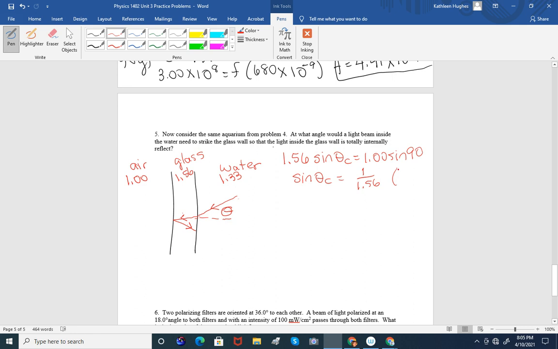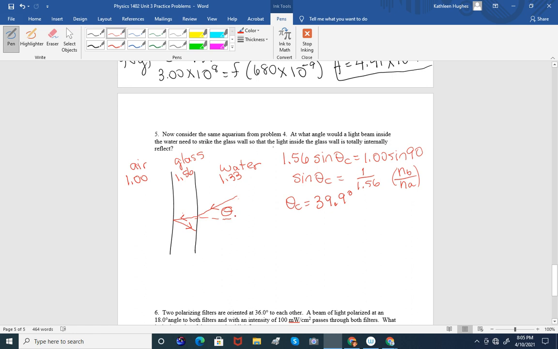Remember, it's NB over NA. When you're trying to go from something more dense, you start off in something more dense into something less dense. So, critical angle, I just did that sine inverse of 1 divided by 1.56. And I find out that the critical angle is 39.9 degrees. If this angle inside here is greater than or equal to 39.9, I'm going to get total internal reflection.